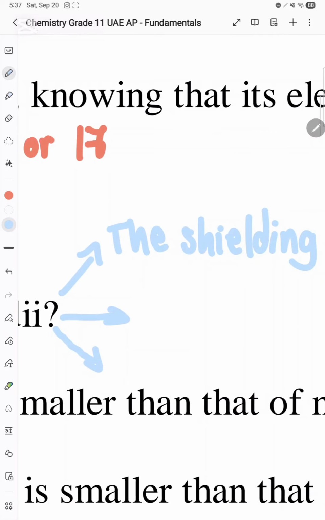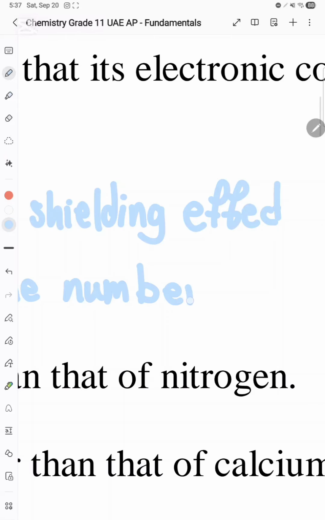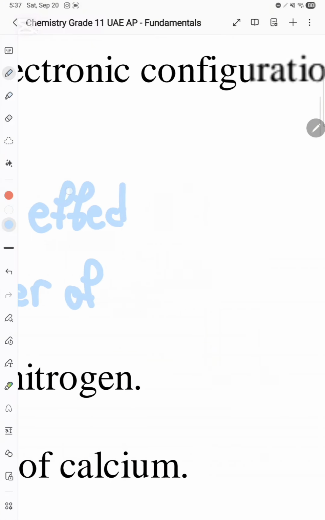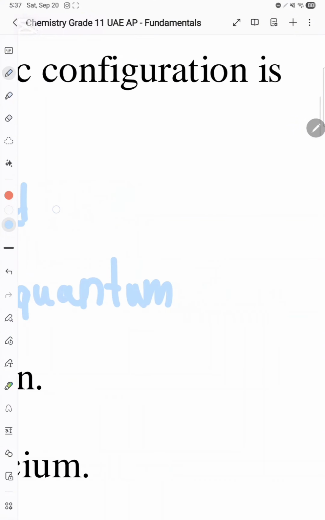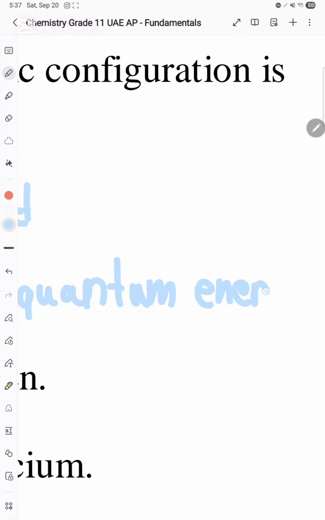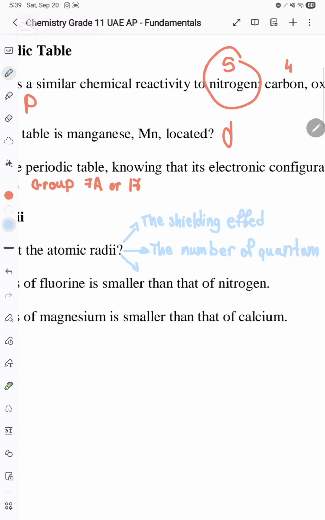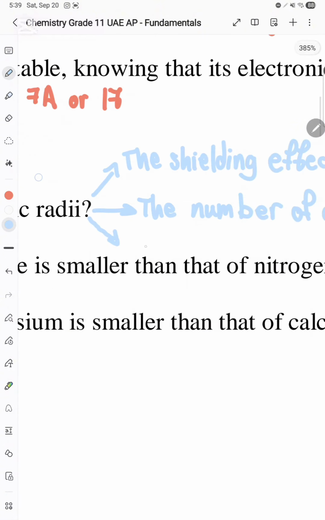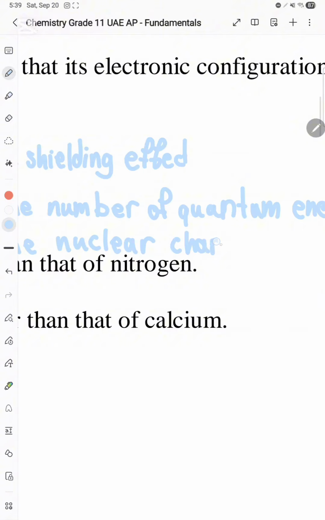And the number of quantum energy levels. The quantum energy levels are the same as the energy levels. It's how many energy levels you have, and how many N you have. And last but not least, the nuclear charge. The nuclear charge is basically the charge of the nucleus. Which means that it's the number of protons you have.